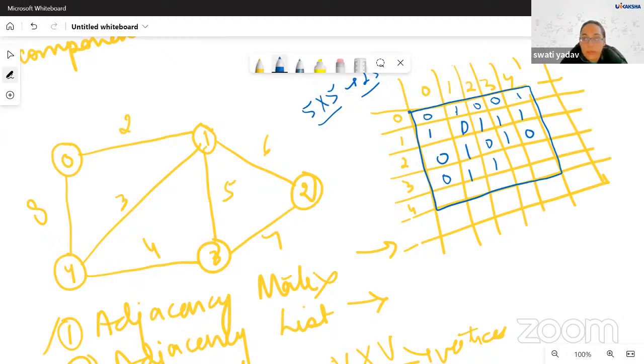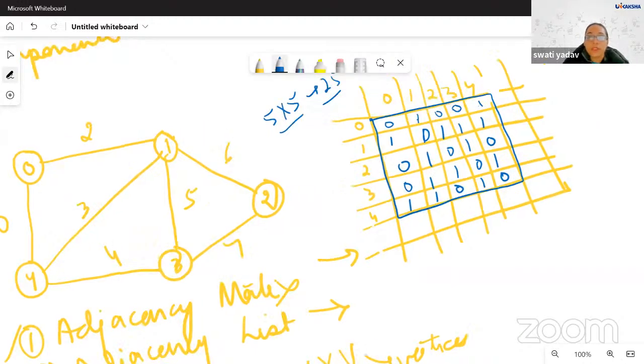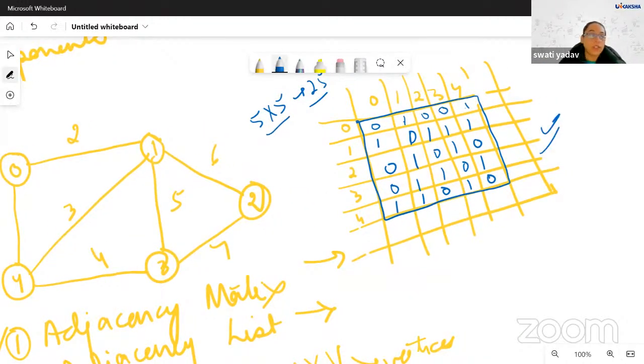1, 1, 0, and 1. The last one is 4 to 0, yes. 4 to 1, again, yes. 4 to 2, no. 4 to 3, yes. And 4 to 4, 0. So this is your adjacency matrix. This is the graph representation in terms of adjacency matrix.